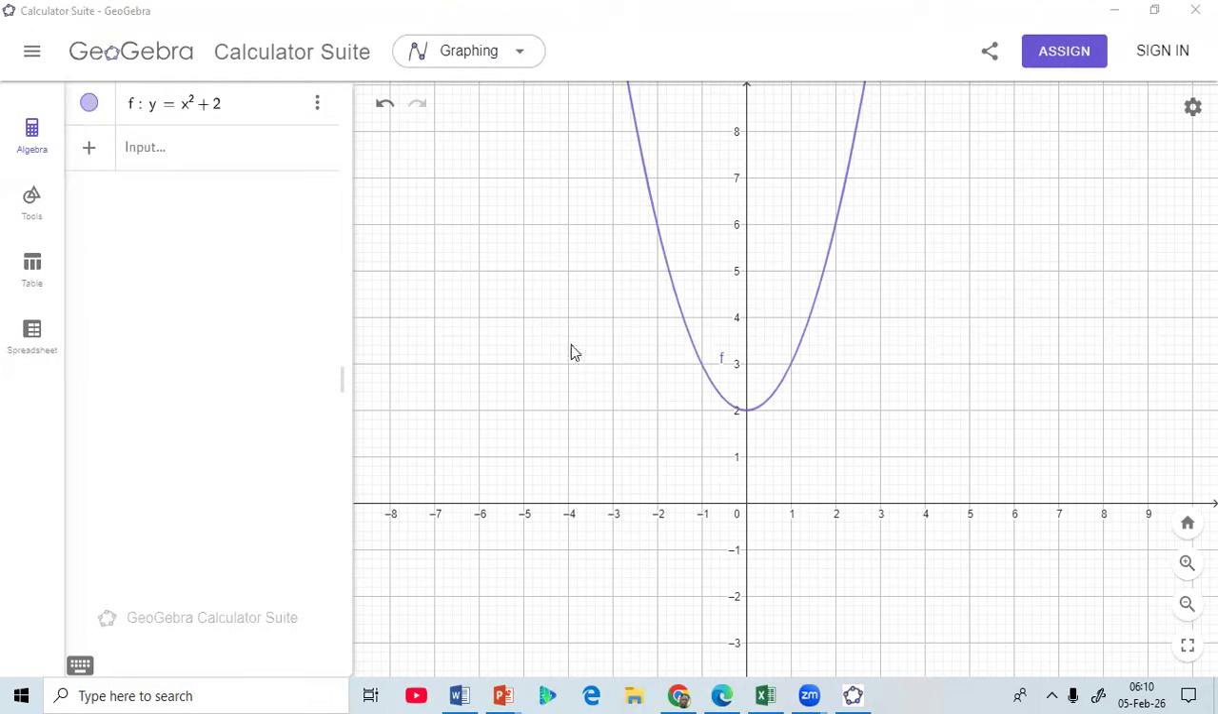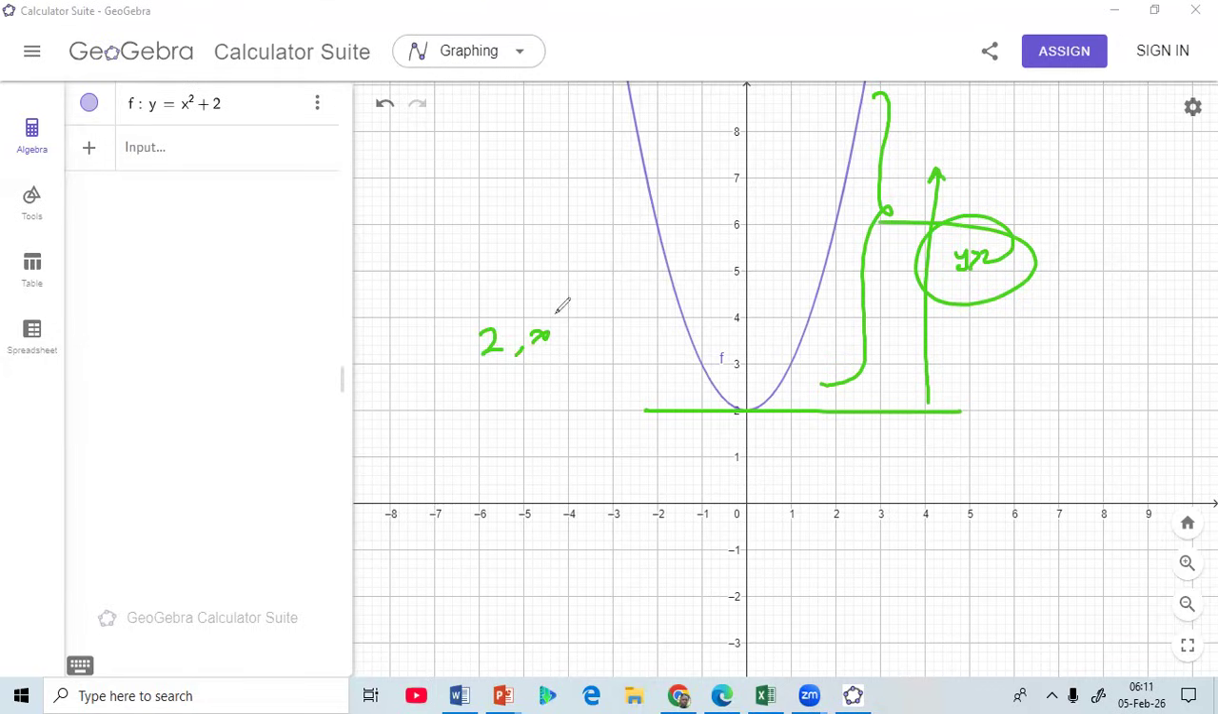So hope members are now getting the difference. For such a case, we want all these values from 2 onwards. All the values will qualify to be called our range, between 2 and infinity, all the values above. So that's how we read our range.